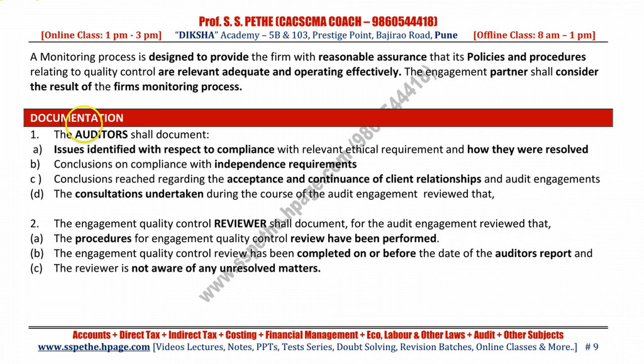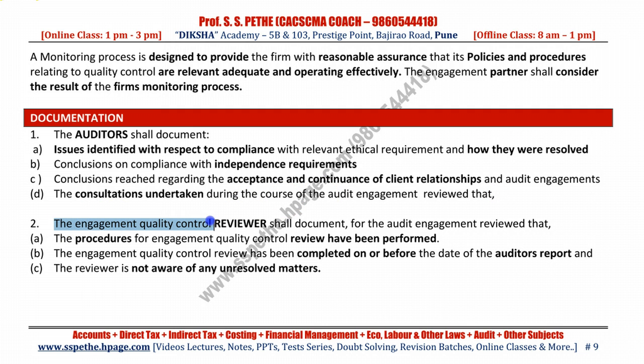Then comes finally the documentation. The auditor shall document issues identified with respect to compliance with the relevant ethical requirement and how they were resolved. तो कौन कौन से issues आए हैं with regard to compliance and how they were resolved, इसका documentation होना चाहिए proper. The conclusions on compliance with independence requirement, और जो compliance है उनका conclusion with independent mindset. Conclusion reached regard to acceptance and continuation of client's relation and audit engagement. The consultation undertaken during the course of audit engagement reviewed.